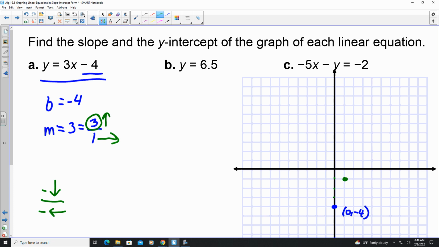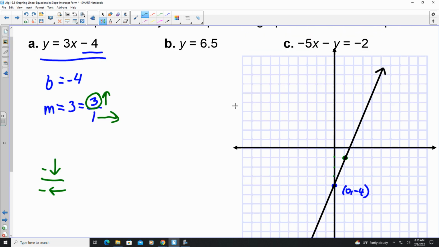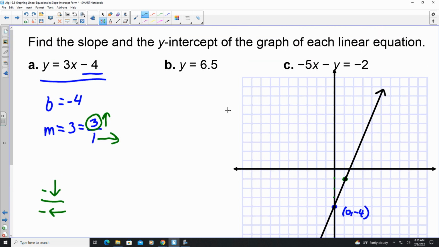So I got this point right here. That helped me with the slope. So I got this point, I got this point. I have all my information to construct my line. Let me use a straight edge. So there is my line for the equation y = 3x - 4. We were able to identify the slope, which was positive 3, and my y-intercept, which was -4.